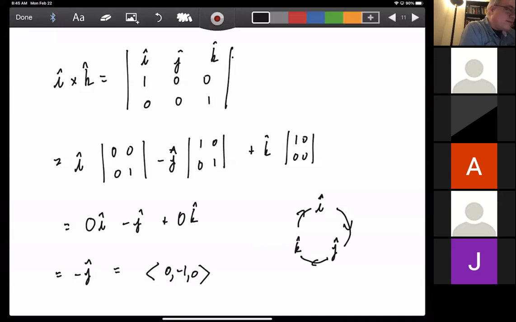Remember, if you reverse these, you pick up a minus sign. So you could do I cross J, J cross K, K cross I, and then reverse the orders, and you can figure out your answer using this little circle. All right, thank you. Okay.